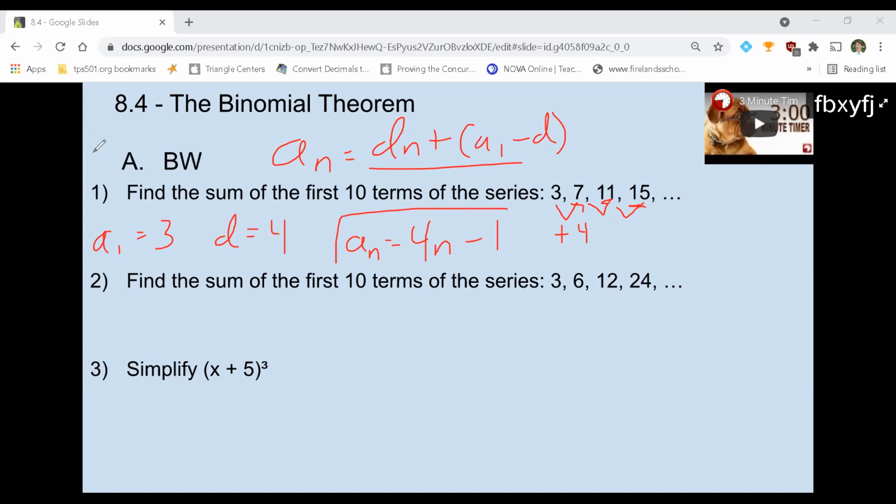Okay, then once you have this, you've got 2 options to find the sum. The first is you could do a summation from the first term to the 10th term of 4n minus 1. Or we have a formula where the sum of the first 10 terms is just 10 multiplied by the first term plus the 10th term divided by 2. You do either one of those.